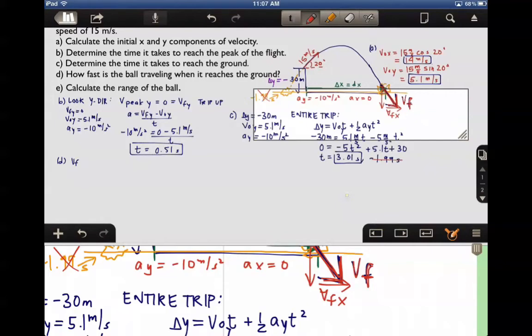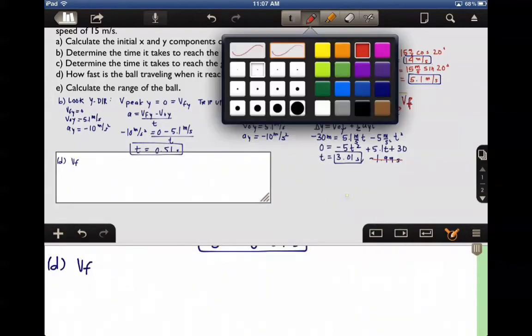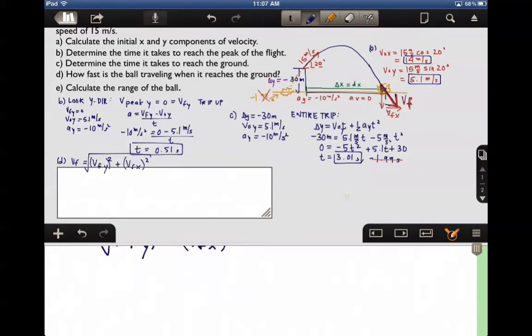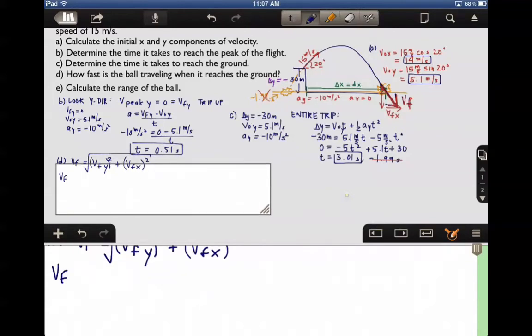So to tackle this problem, I need to calculate both V final Y and V final X. And then I'll use the Pythagorean theorem to find the overall final velocity. Well, the good news, V final X is very easy. Remember, there's no acceleration in the x direction, so V final X is the same as V initial X, which we calculated first thing as 14 meters per second.